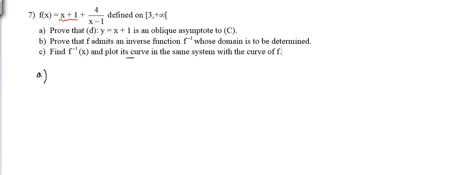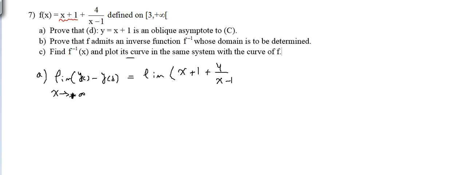There's a rule we can use: if the limit of y of the curve minus y of a straight line as x tends to plus infinity, because we don't have minus infinity here, so it's only plus infinity, equals 0, then it will be an oblique asymptote. So what is this limit? The limit of y of the curve, which is x + 1 + 4/(x - 1), as x approaches plus infinity.